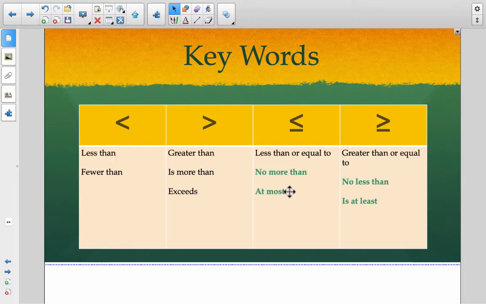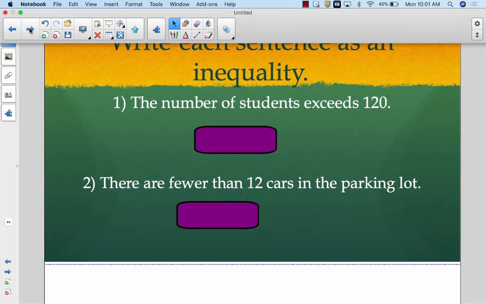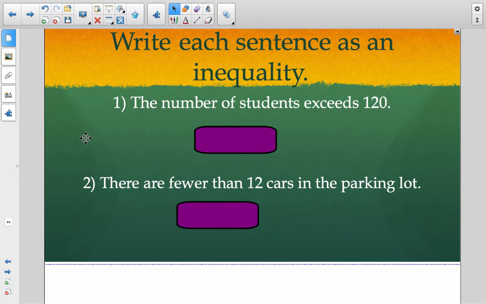Okay, so now that you have your keywords written down, in our pink packet, we're going to flip to the back of the first page. It's labeled page B in the bottom right-hand corner. On that page, you are given several sentences, and you're asked to make each of those sentences into an inequality. So our first sentence is: the number of students exceeds 120.